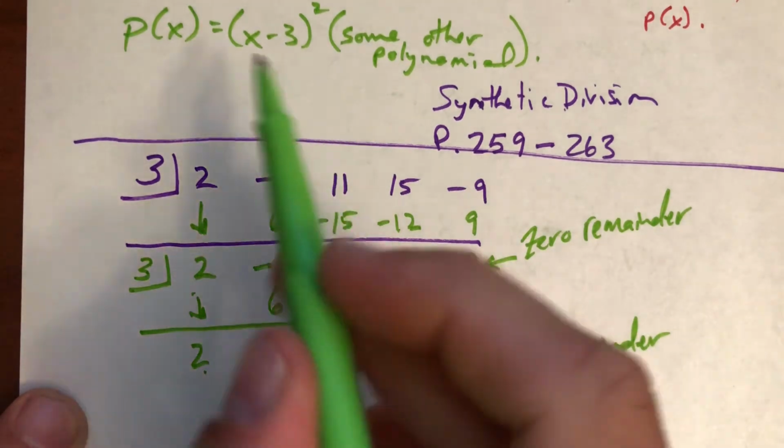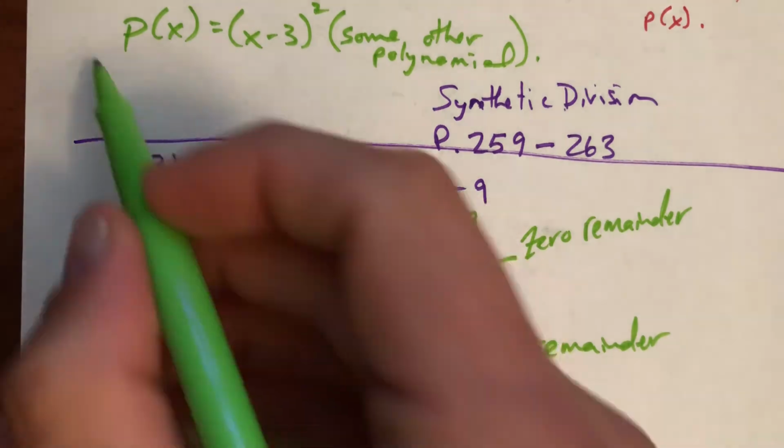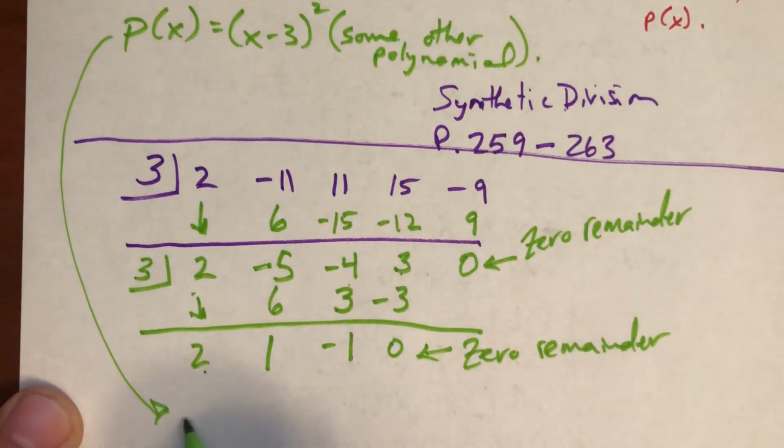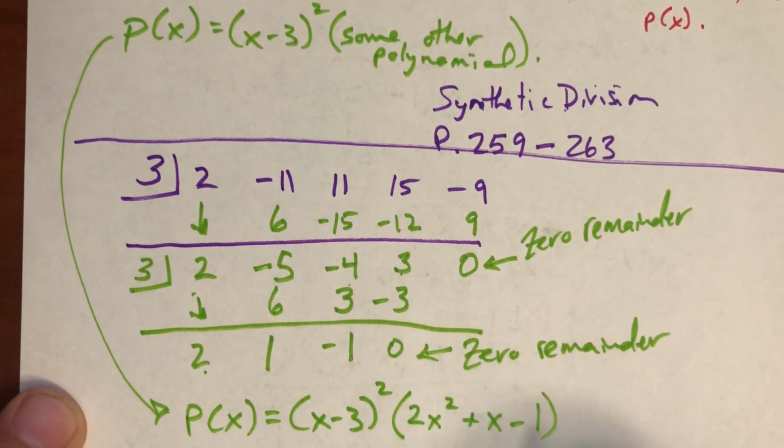Okay, so what we just did was we found that other polynomial. So we can say that we can write the polynomial as (x minus 3) squared times some other polynomial. And these are the coefficients, right? So here's your constant term, linear term, quadratic term. So we can write 2x squared plus x minus 1.